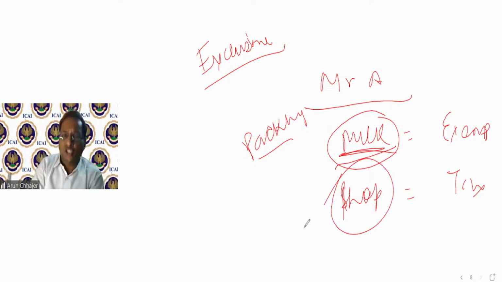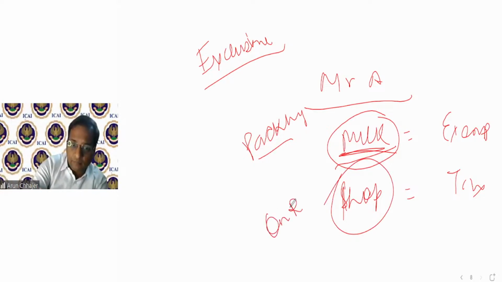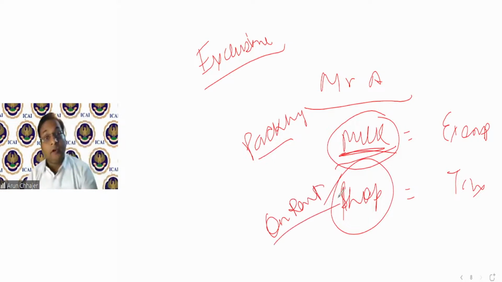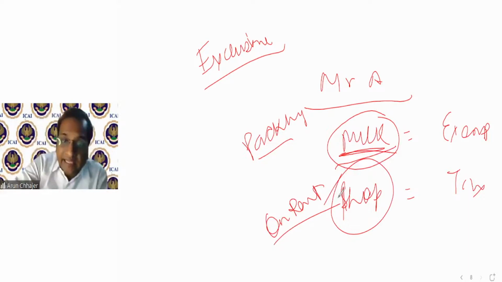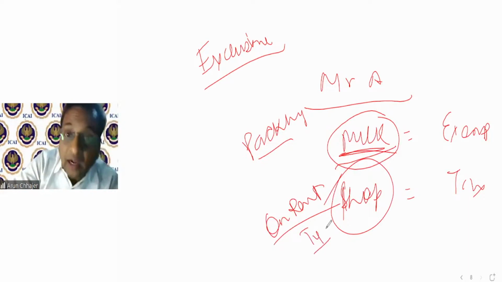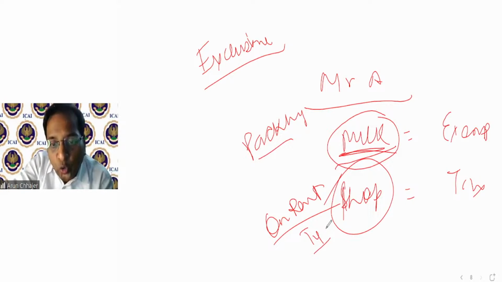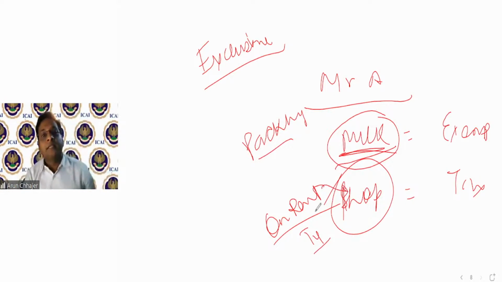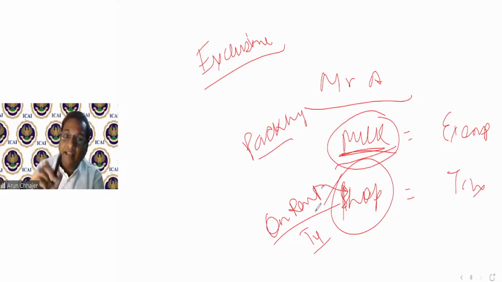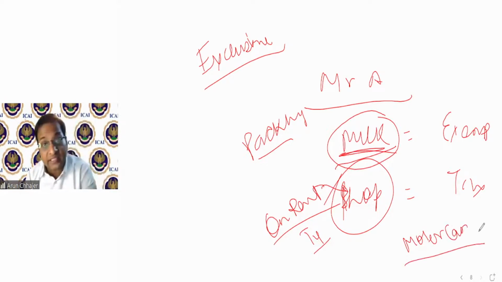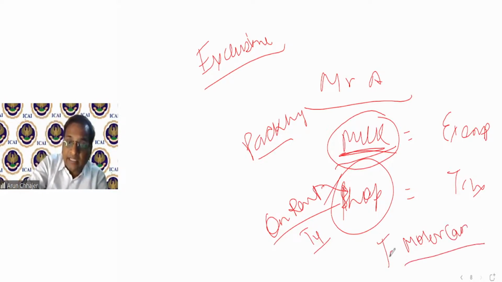Similarly, let's say he has a shop on rent. Whatever rent he pays, I can say the ITC on it is T4, exclusively linked to the taxable supply. Let's say this Mr. A purchased a motor car up to 13-seater. I can say it is nothing but T3.